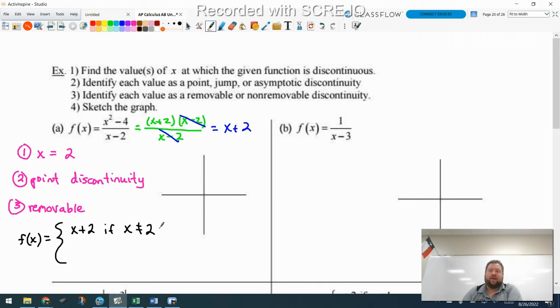It's not going to be equal there, because if I plug that into the original, I would get 0 over 0. So we are going to have another piece down here, if x is equal to 2. Okay, let's do the graph first, and we'll come back and fill that part in. All we're doing is graphing a linear function here.